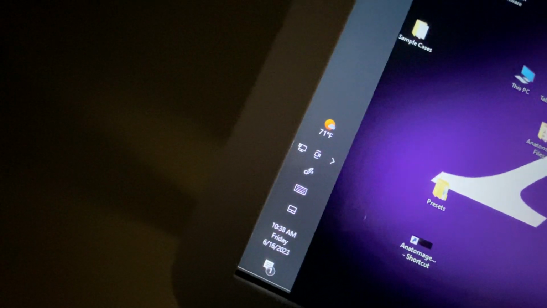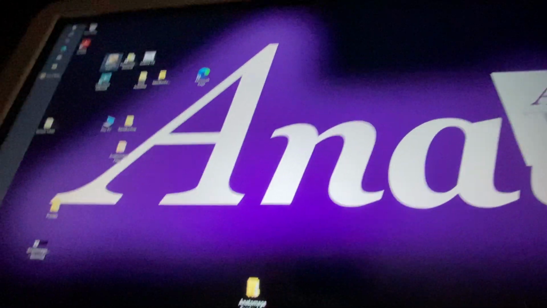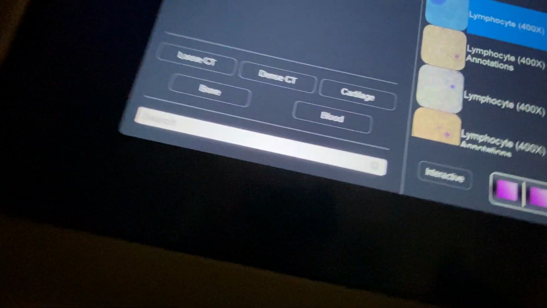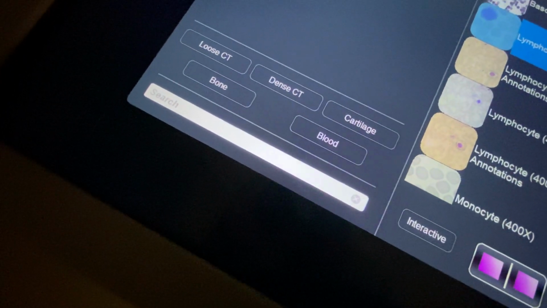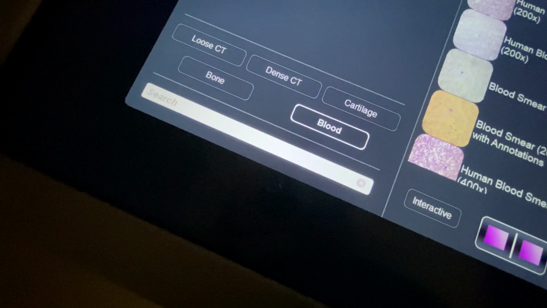So let's now look at some blood. Now, if we're looking at something that's microscopic, like blood, of course, we're going to go to the histology, double click on that, and there's different ones, eosinophils, basophils, but the first thing we're going to look at is a blood smear. Let's see, with annotations.